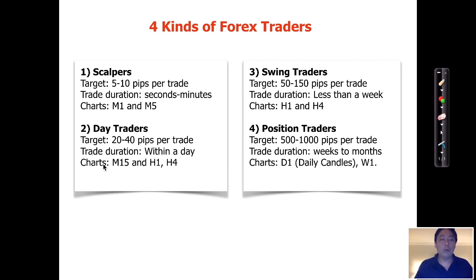And again, my usual target is 20 to 40 pips per trade, and I tend to trade on 15-minute candles. So each candle is a 15-minute time frame. So that is my personal style. So let me show you the charts and show you how this looks on the charts itself.